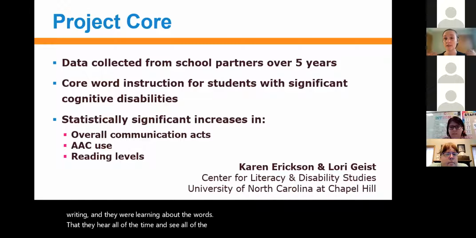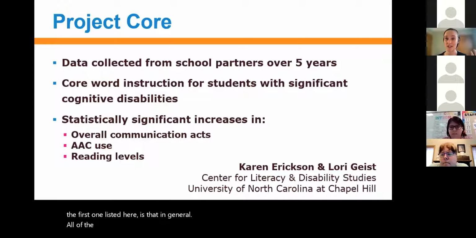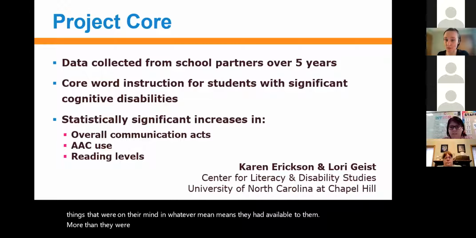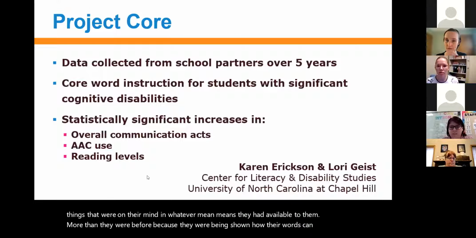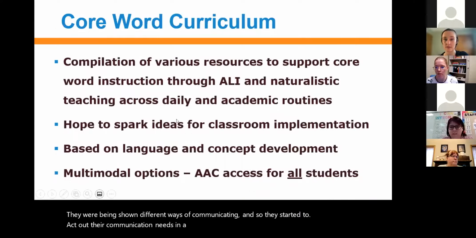And then my very favorite result, just the first one listed here, is that in general, all of the students increased their communication acts. So they were spontaneously saying the things that were on their mind in whatever means they had available to them, more than they were before, because they were being shown how their words can be used, right? They were being shown different ways of communicating. And so they started to act out their communication needs in a more meaningful way after that.